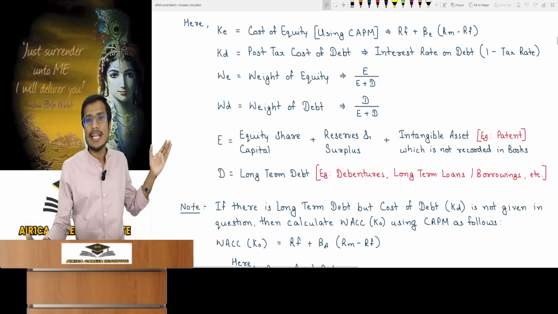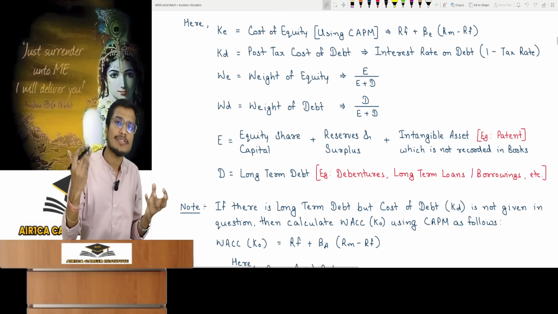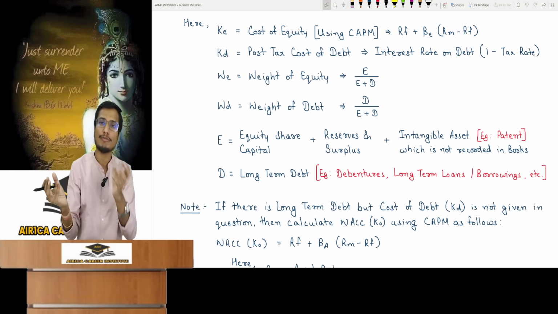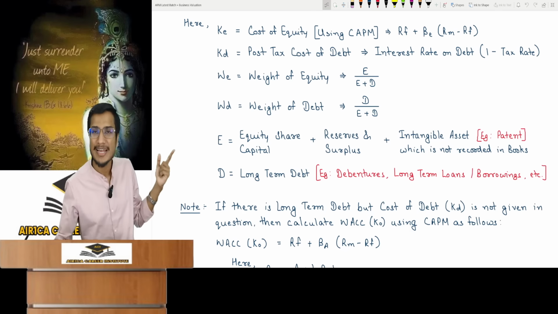Here E is total equity: equity share capital plus reserves and surplus. When we talk about equity, reserves automatically come with it because reserves belong to the equity holders. Taking that is in a way taking the net worth.